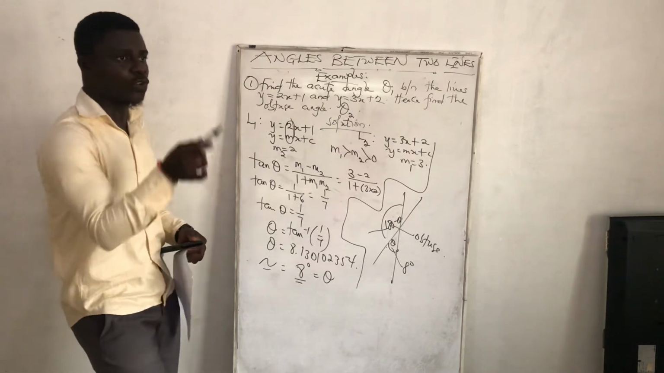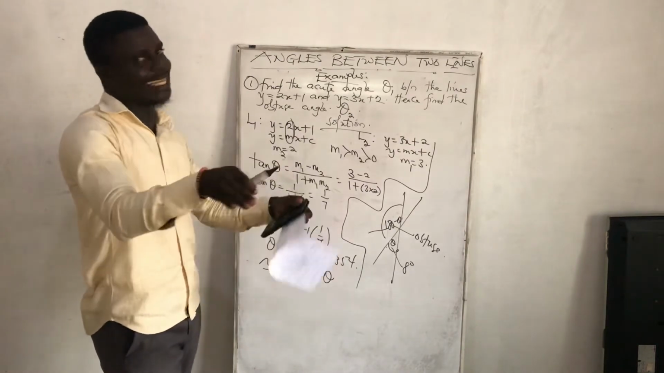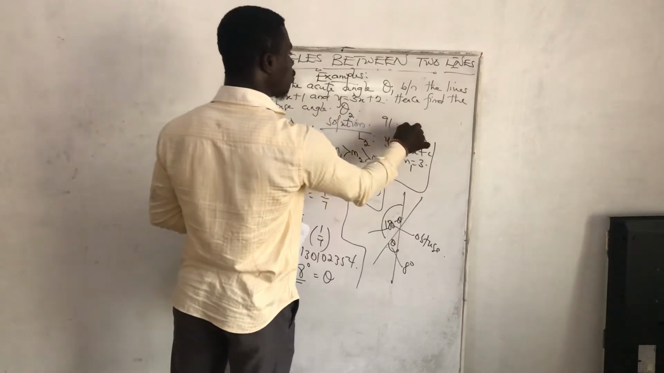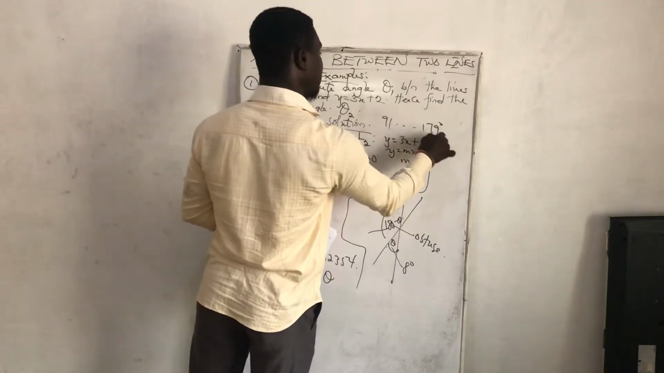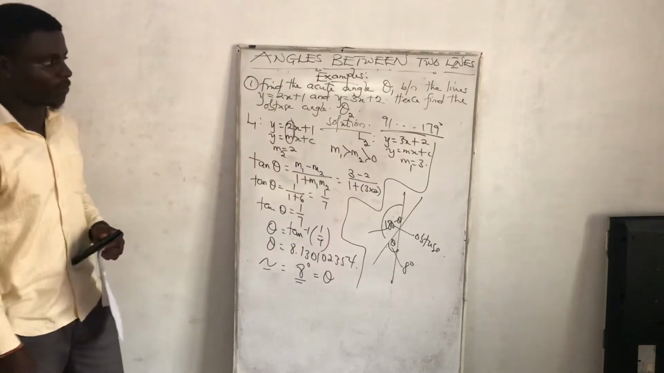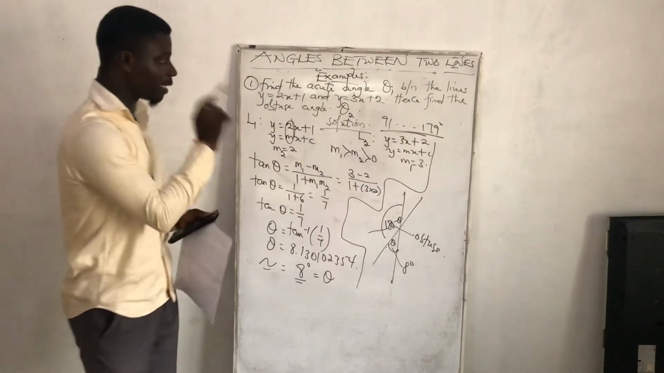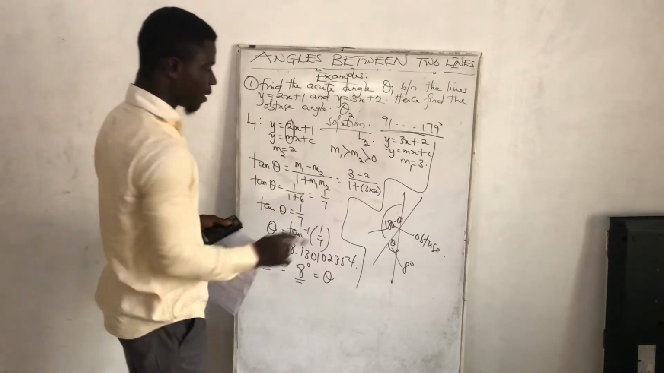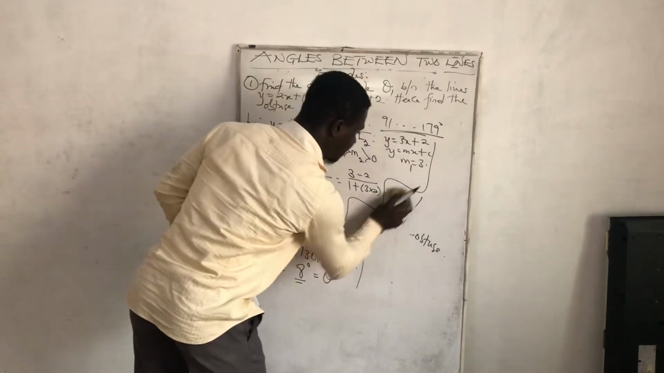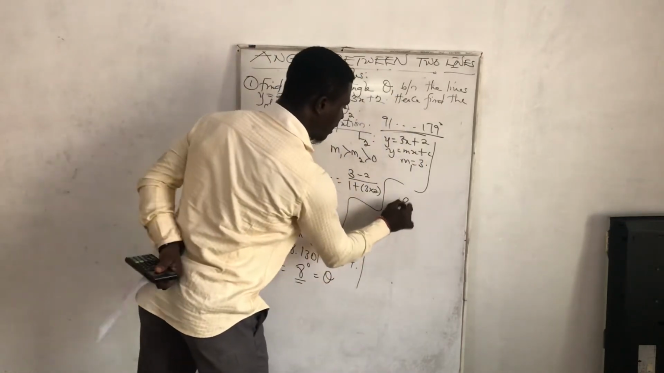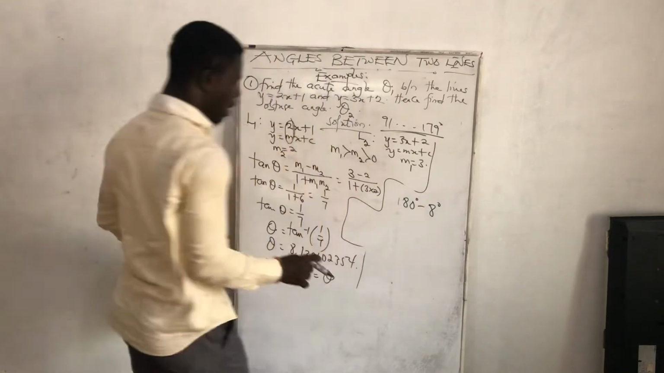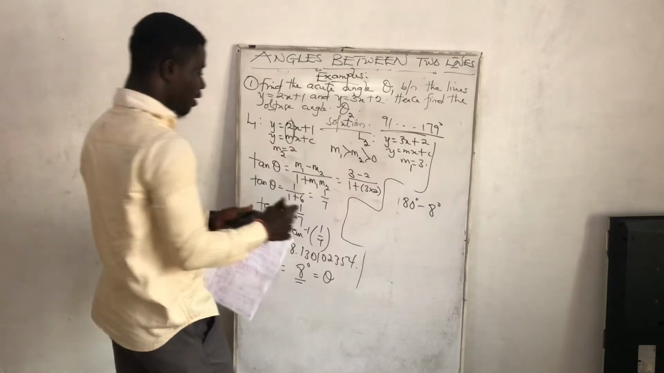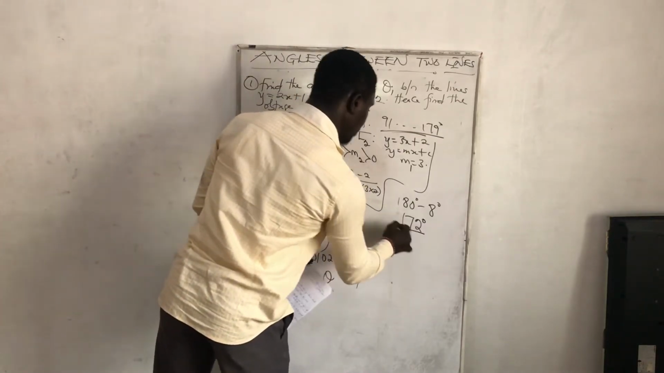Obtuse angles are angles greater than 90 degrees but less than 180. They start from 91 degrees to 179 degrees. So they are greater than 90 degrees, but less than 180 degrees. So now, let's see. We subtract that to get our obtuse angle. So 180 minus 8 degrees, which is 172 degrees.